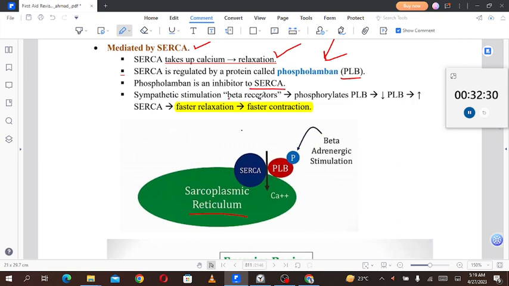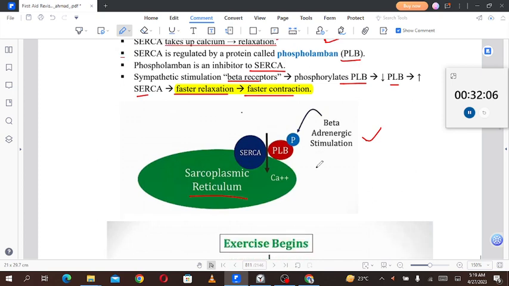Sympathetic stimulation of beta receptors will phosphorylate the PLB. That is going to phosphorylate the phospholamban. Decreased PLB increases the SERCA. That will lead to a faster relaxation and faster contraction. So here we can see the phospholamban. If it is phosphorylated, it can no more inhibit the SERCA. Normally it does, but if it is phosphorylated by beta-adrenergic stimulation, for example, it cannot inhibit the SERCA anymore, and the calcium uptake by the sarcoplasmic reticulum is enhanced.